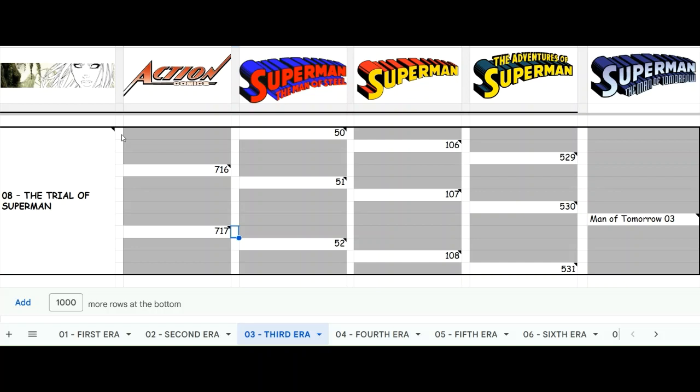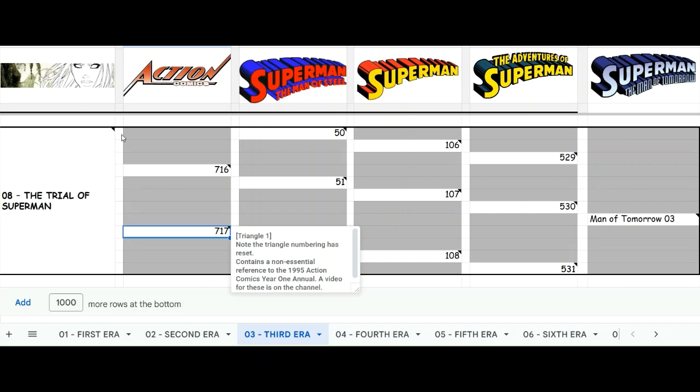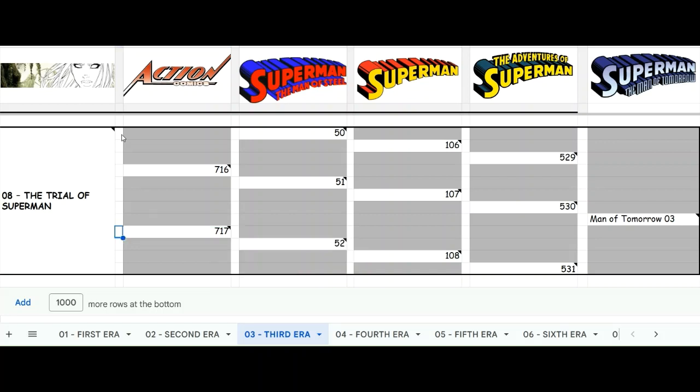That then takes us back to Action Comics. 717 is the next issue that we need to read there. Keep in mind, this is Triangle number 1, because the triangle numbering has reset, and it also contains a non-essential reference to the 1995 Action Comics Year 1 Annual. You don't have to read that, and as I've said many times, I've got a reading list and guide to that on my channel.